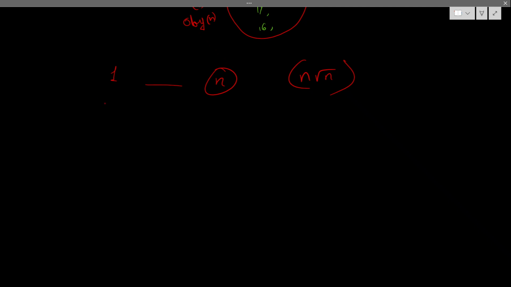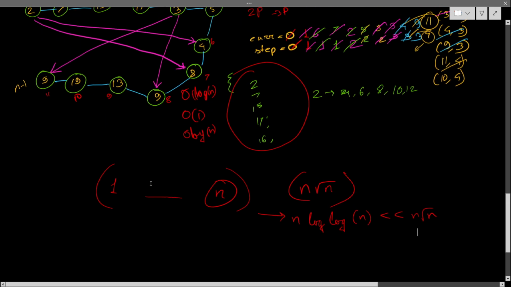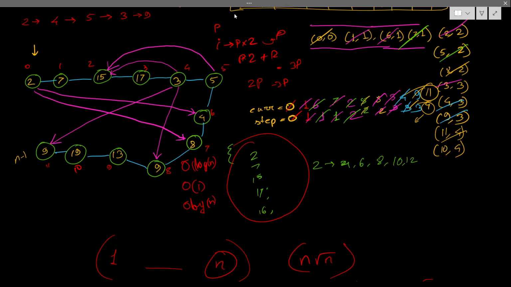For these cases, if you use sieve of Eratosthenes for numbers from 1 to n, the time computation reduces to n into log of log n. This is a much lower value than n square root of n. That's why we are using sieve of Eratosthenes. For it, we need the maximum, up to which number I have to calculate the primes. That's why I told you, anyhow we need to calculate the maximum.